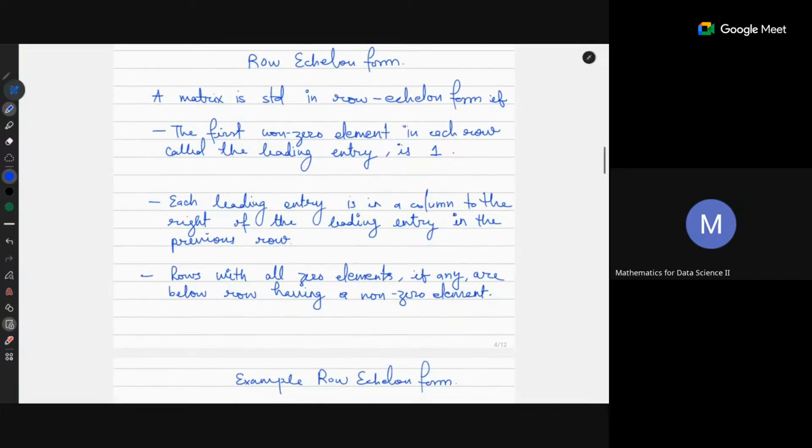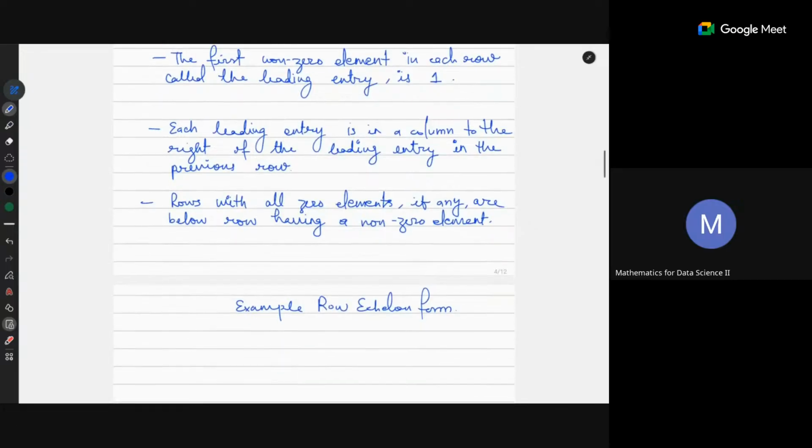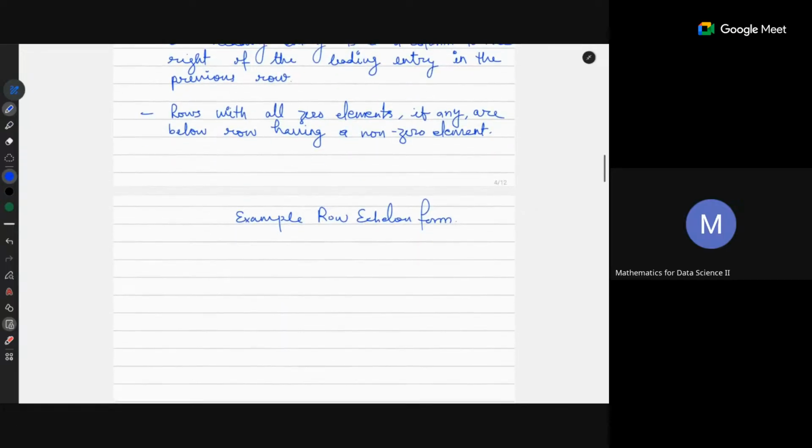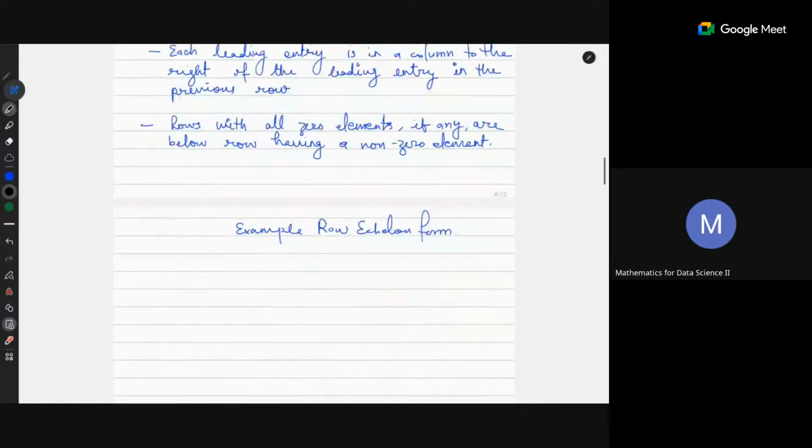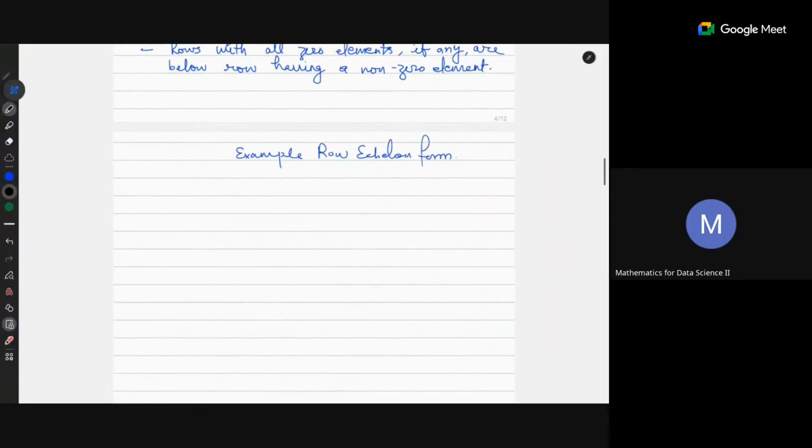All right. So what does it say? A matrix is said to be in row echelon form if the first non-zero element in each row, called the leading entry, is 1. What does it mean? You look at your matrix. Let's take the matrix that I mentioned earlier: 4, 5, 1 and 1, 4, 0. So look at this matrix.